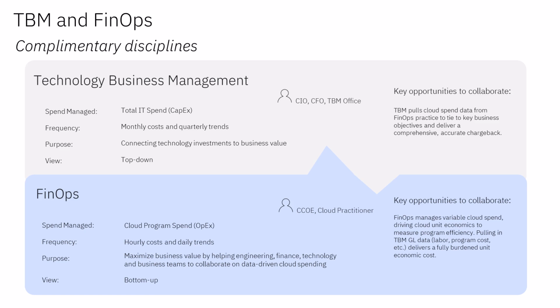The TBM office can often use information from the FinOps team to ensure optimized cloud spend data is then comprehensively charged back and aligned to the overall business strategies and outcomes. Alternatively, the FinOps team can use information from the TBM office to drive fully burdened unit economics, ensuring that as cloud costs go up, which they will as the business grows, that increase is fueling growth and is not waste.